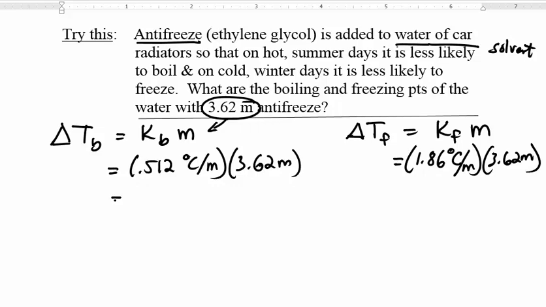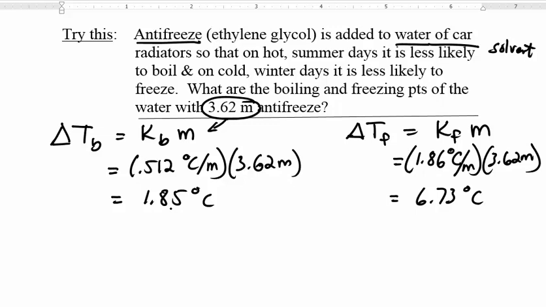All right, so let's calculate those. We get 1.85 degrees C for the boiling point elevation, and we get 6.73 degrees C for the freezing point depression. Those are not our answers. Those are just the changes, but we want to know what the boiling and freezing points are. So we have to know where they started.